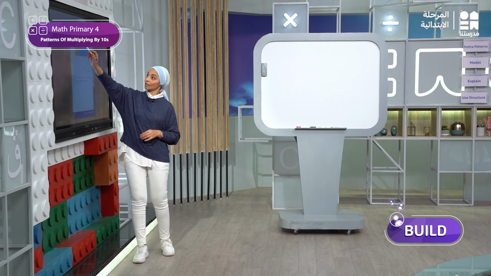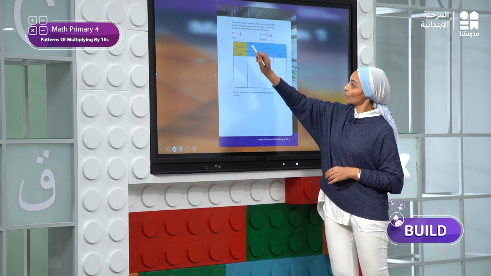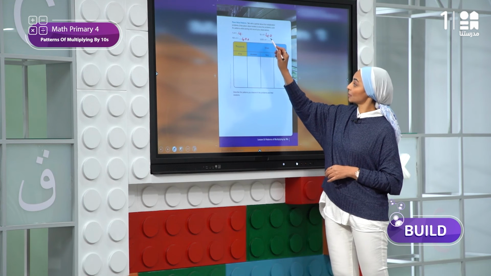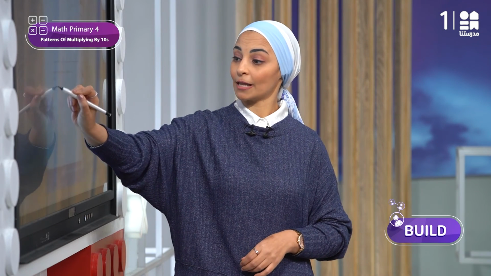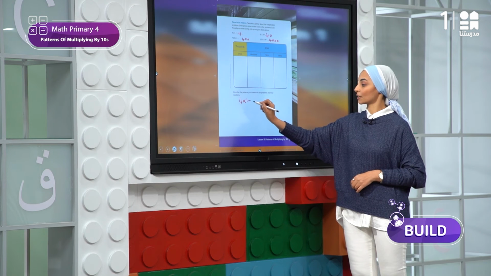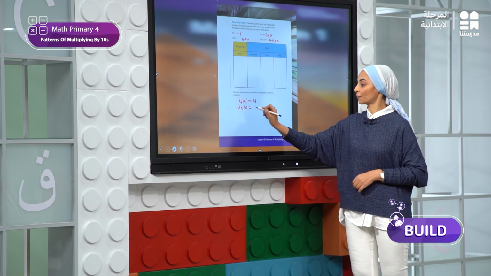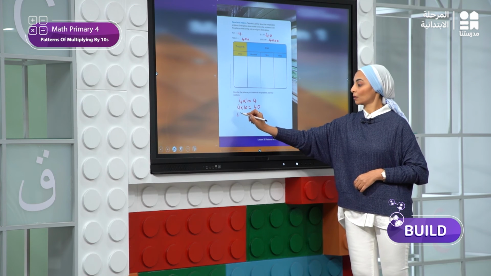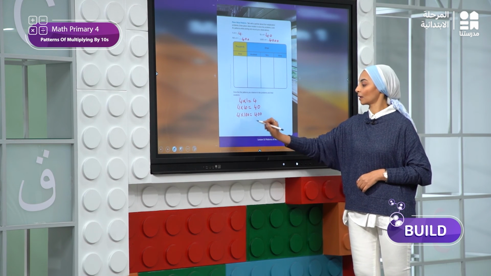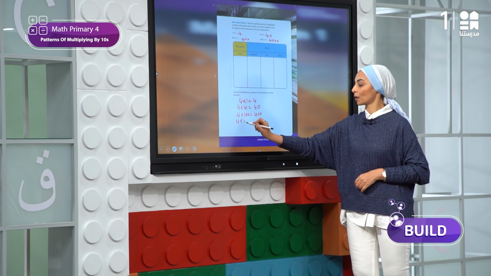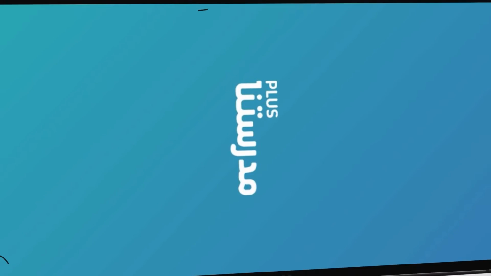The first one here, 4 times 1 equals 4, and this is 40. This is 400 and this is 4000. Let's write the pattern together. So here I have 4 times 1 gives me 4. 4 times 10 gives me 40. 4 times 100 gives me 400. And 4 times 1000 gives me 4000. And this is my pattern.